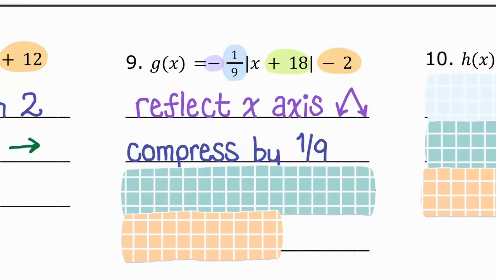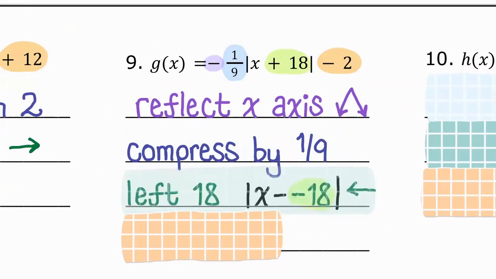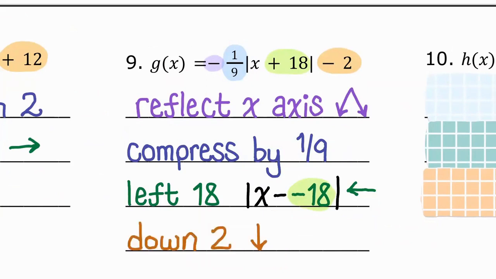Everything's getting divided by 9. And then I can also see, oh, it's tricky. It looks like a positive 18, but don't forget, it's that tricky minus minus. But again, always check Desmos if that helps you. And then hopefully down by 2.